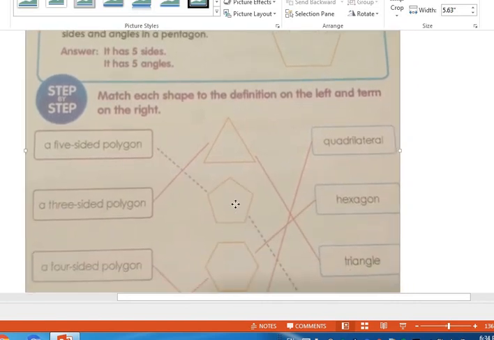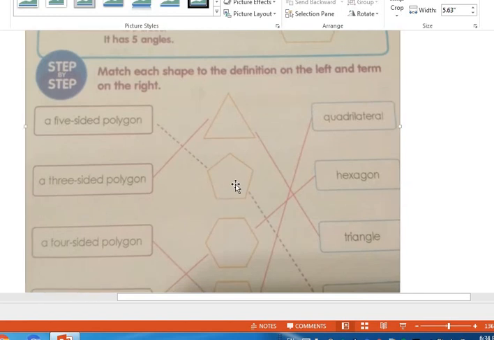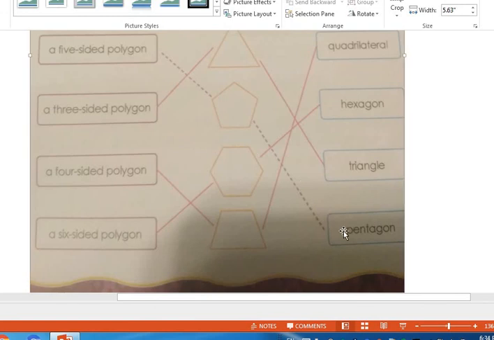Here, match each shape to the definition, on the left and on the right. So I have a 5-sided polygon. 5-sided, as we said, a pentagon. Yes, here goes to pentagon. Then a 3-sided polygon. Yes, triangle, and here I match with triangle. A 4-sided polygon. Quadrilateral. Yes, quadrilateral here. A 6-sided polygon. Yes, hexagon.